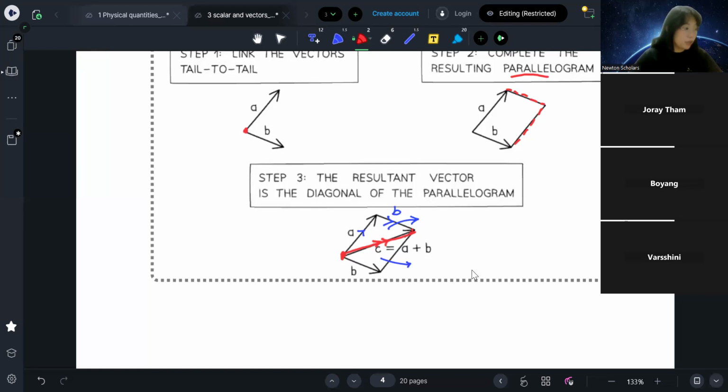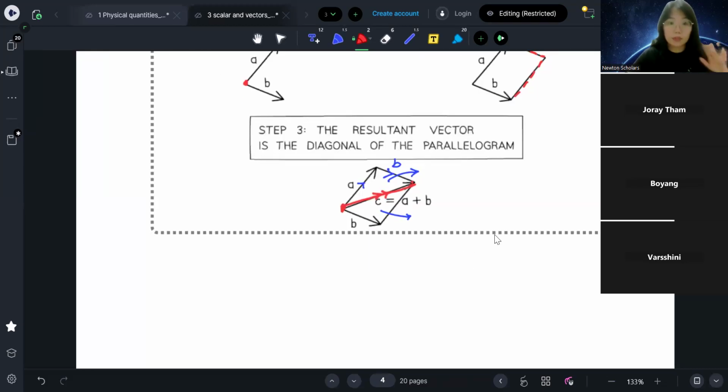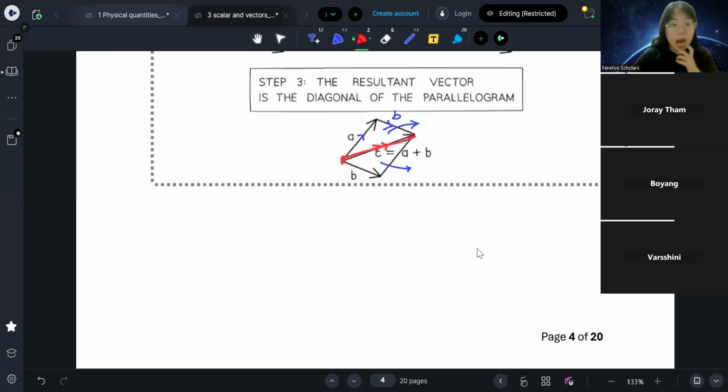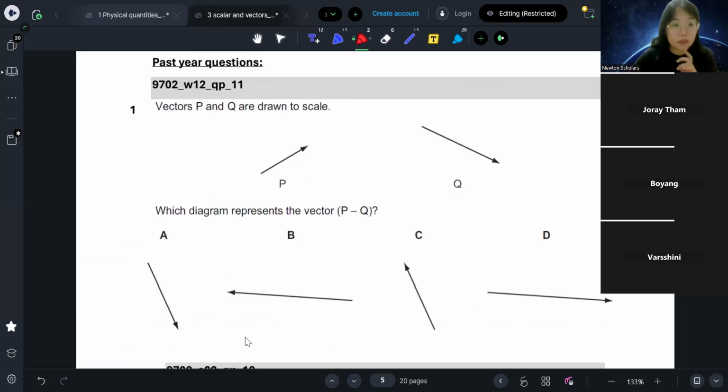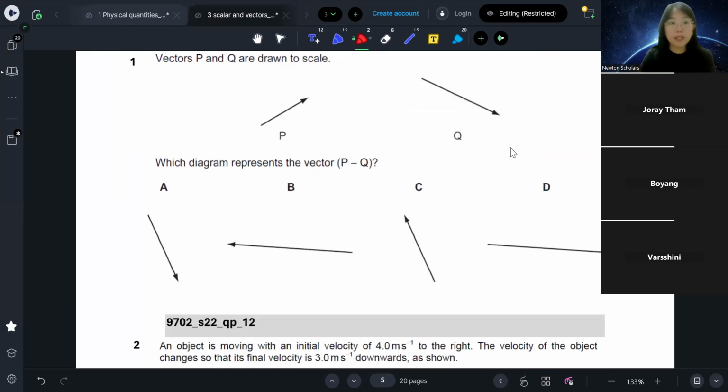Okay, if there are no questions, then we are going to try our past year questions. Can we try? Okay, here. First question, easy. Try P minus Q. So what should you do with the minus Q? Recall what I told you just now, the Q direction. So try and then tell me your answer. A, B, C, D.